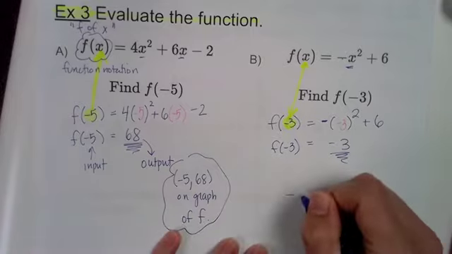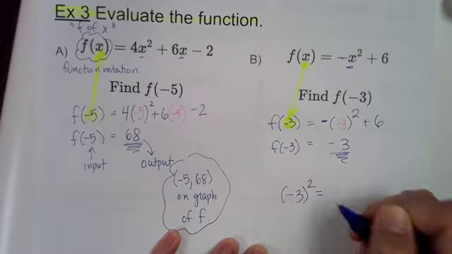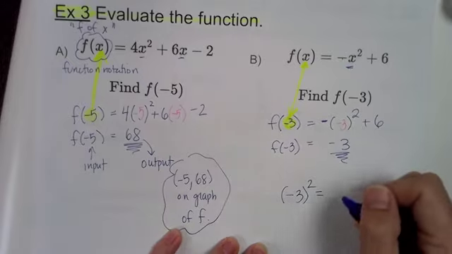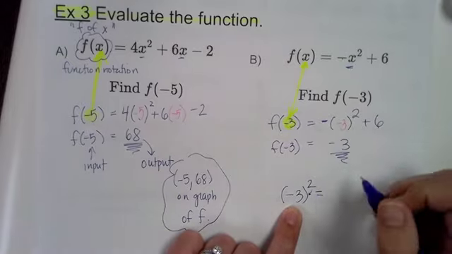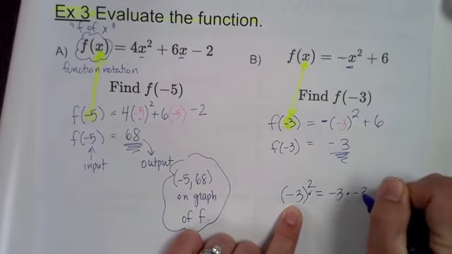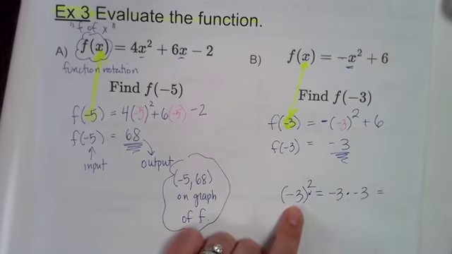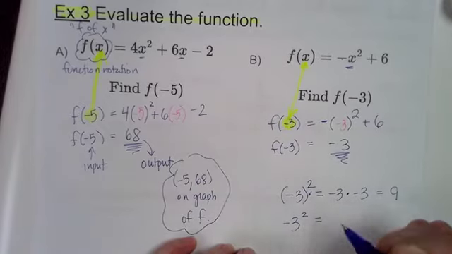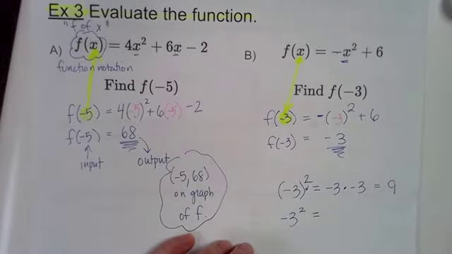What is -3 quantity squared? What does it mean? Kaylee. Yeah, it means whatever is inside the parentheses, we multiply it 2 times. So -3 times -3 gives us +9. What is -3 squared? -9.